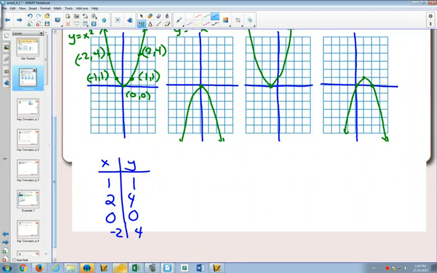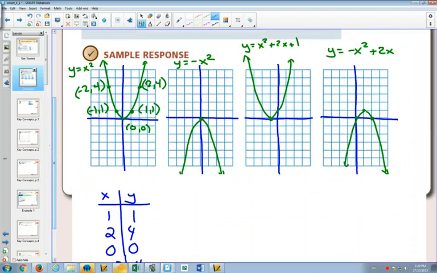The second equation, we're going to find out what happens if there's a negative in front of the x squared. Two of these equations had negatives in front of the x squared. Can you see what that does to the parabola? It flips it down. So this one has almost all the same points, except now they're flipped down. We got 1, negative 1. And we've got 2, negative 4. Over here, we have negative 2, negative 4, and negative 1, negative 1.